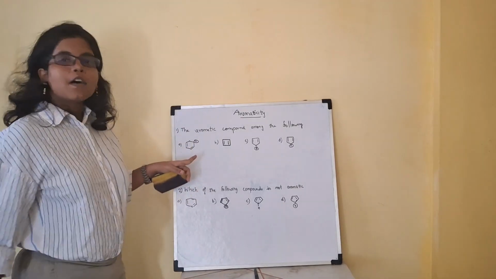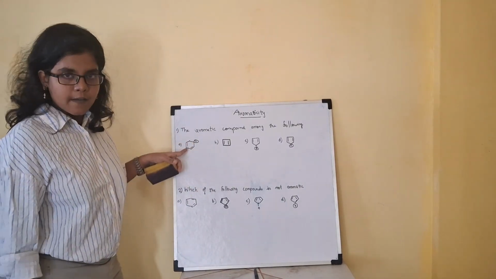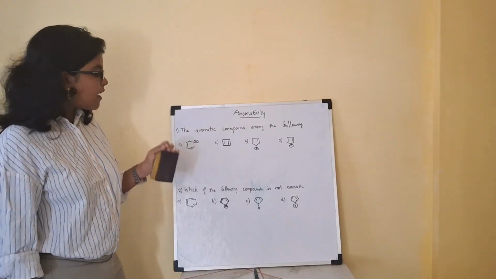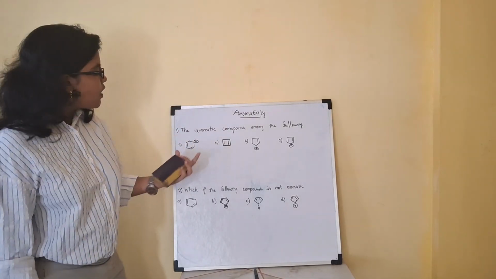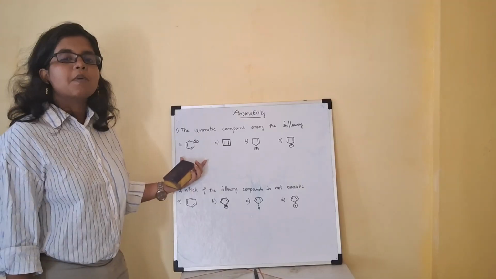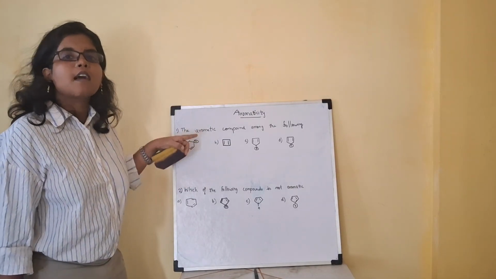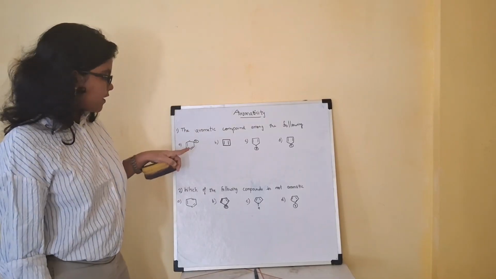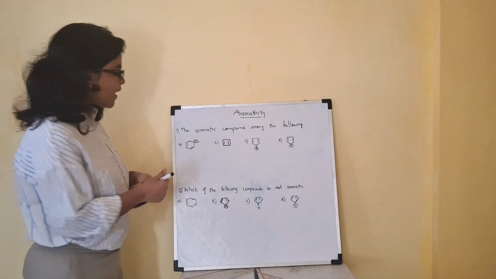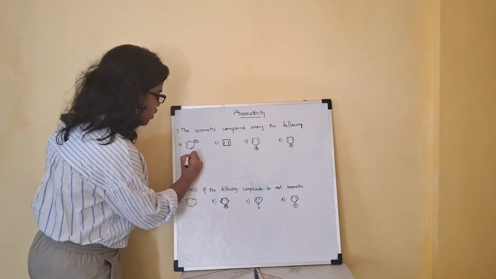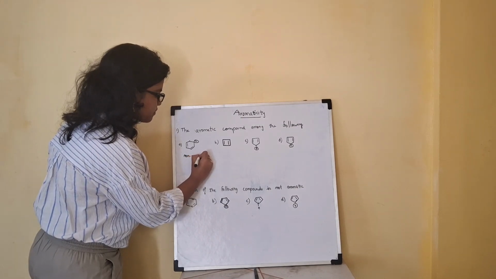Now if you see the first compound, yes, it is cyclic. Now the second criterion is it must be planar. Not all carbons on this benzene are planar. The top carbon is having tetrahedral geometry. So we conclude that this is a non-aromatic compound.